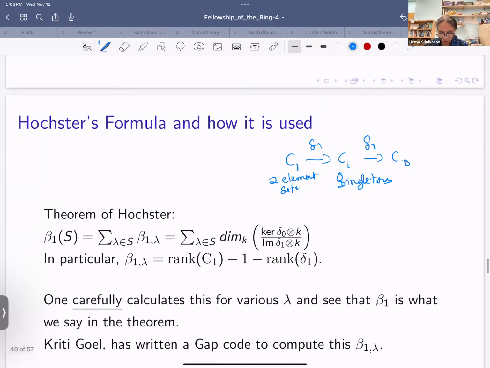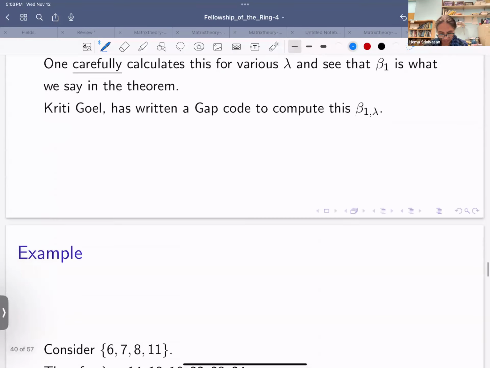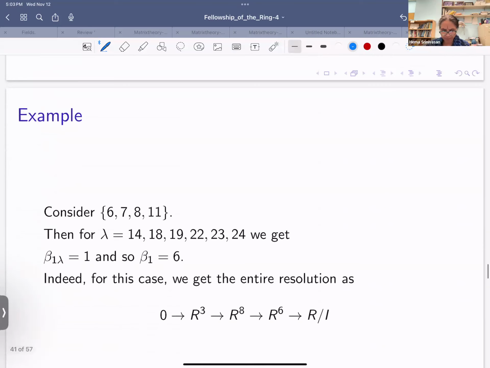Okay. What we did was we carefully, I underlined the carefully because that's why the calculations are horrendous, calculate this for various lambda and see that beta 1 is what we say in the theorem. In fact, Kriti, while doing it, has written a GAP code that computes this beta 1 lambda, if you just input the appropriate things. So let's just quickly see an example, 6, 7, 8, and 11.